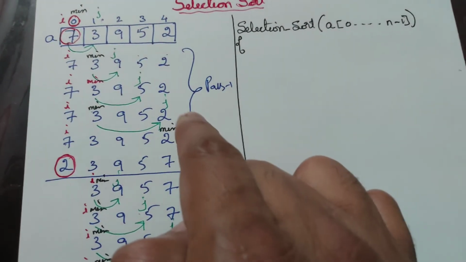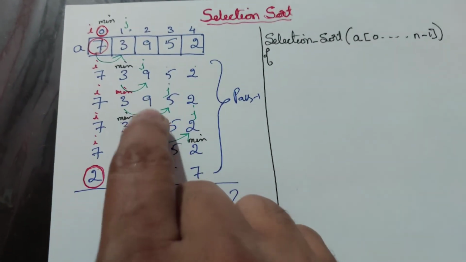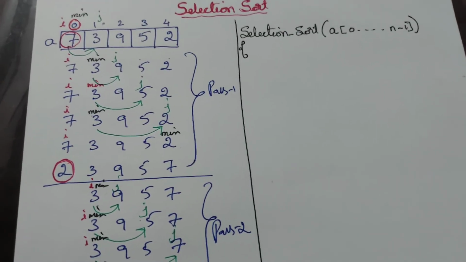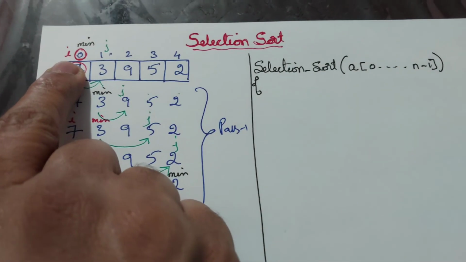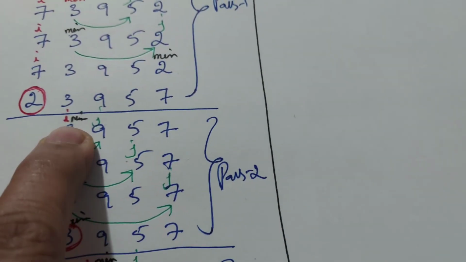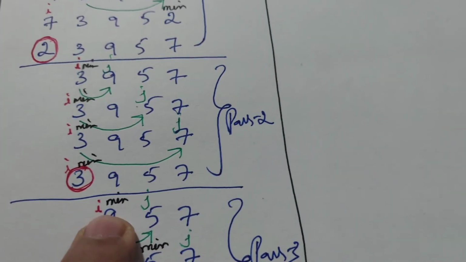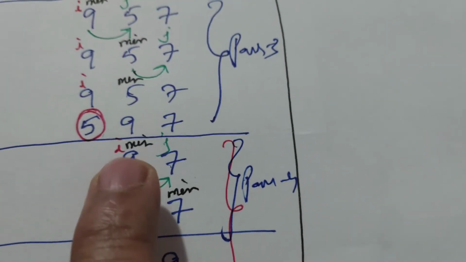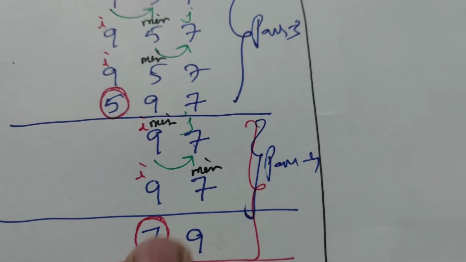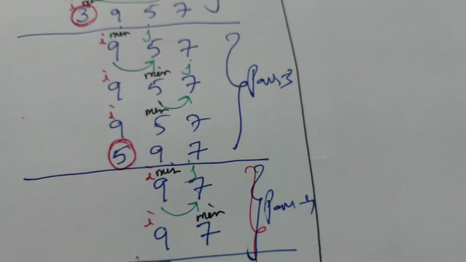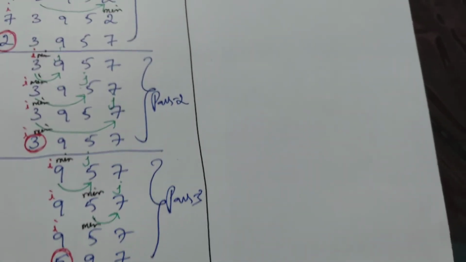But in each pass, we compared, right? Here two things we are repeating. First I selected position 0, next position 1, next position 2, next position 3, next position 4. So in each and every pass we are selecting some positions, and since we are selecting positions, we are repeating.